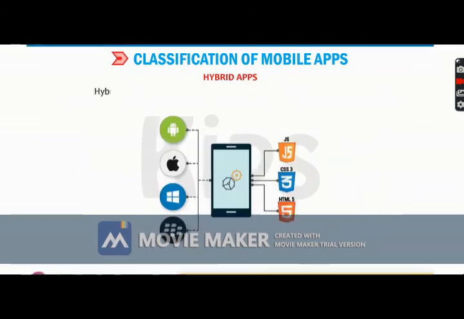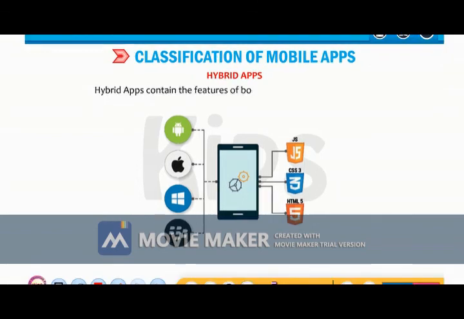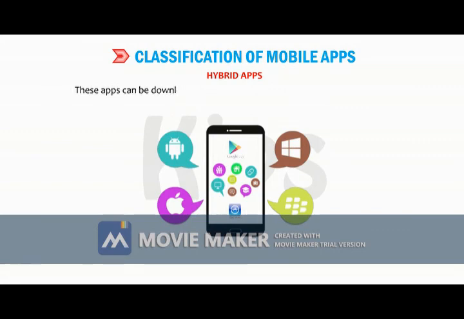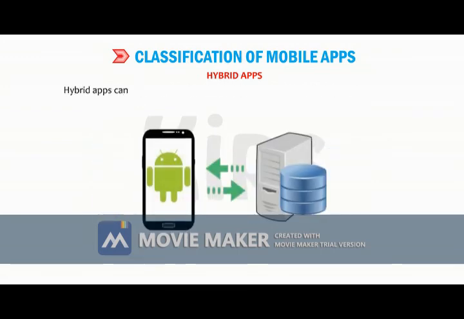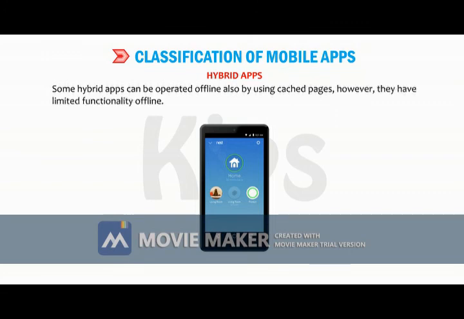Hybrid apps. Hybrid apps contain the features of both web apps and native apps. These apps can be downloaded from the Play Store and installed on the device. These apps require the device to be connected to the internet. Hybrid apps can be stored partly on the local device and partly on the remote server. Some hybrid apps can be operated offline also by using cached pages. However, they have limited functionality offline.